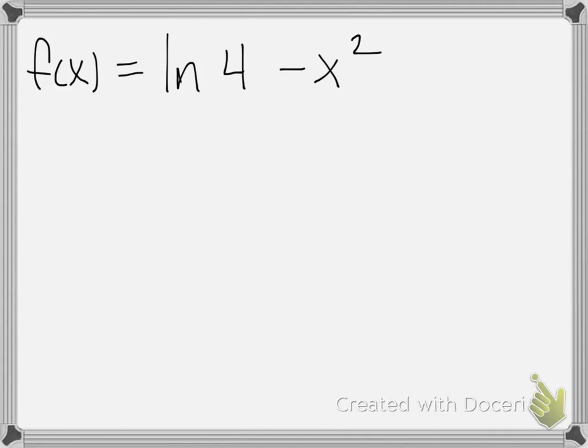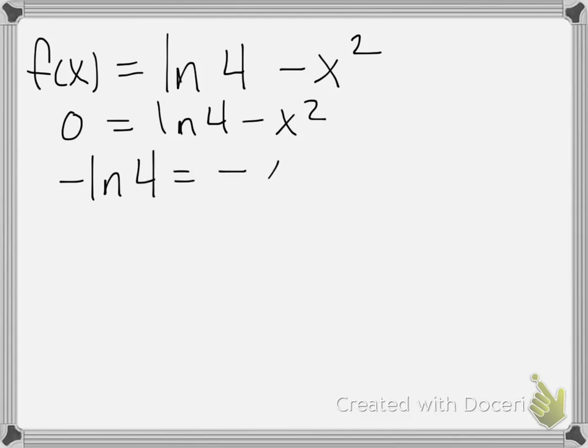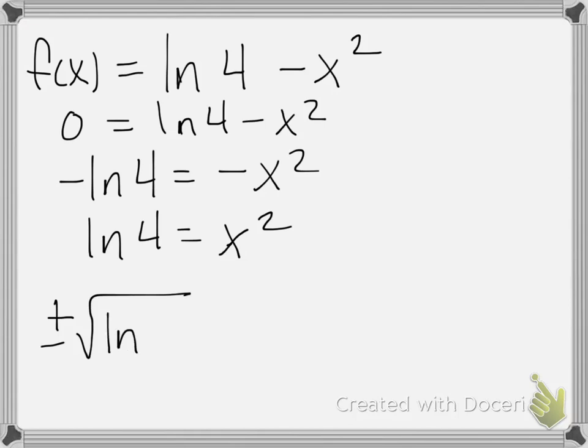Whenever we set our f of x equal to 0, we get negative ln 4 is equal to negative x squared. Just multiply through by a negative. ln 4 is equal to x squared. So we have plus or minus square root of ln 4. Whenever our y is 0, those are going to be our x-intercepts.